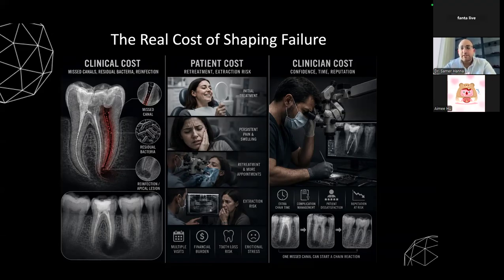And not just the patient that's going to be affected, but the clinician also, because when we have to stay more time in specific cases, we lose more time to treat other patients. We lose more confidence in our abilities to treat and get a good outcome. And later on, by time our reputation within the community will get affected, that our treatment is not as good as it should.